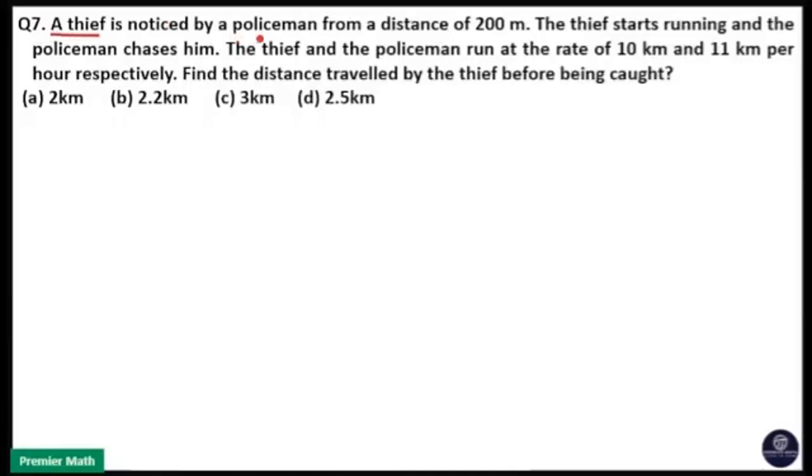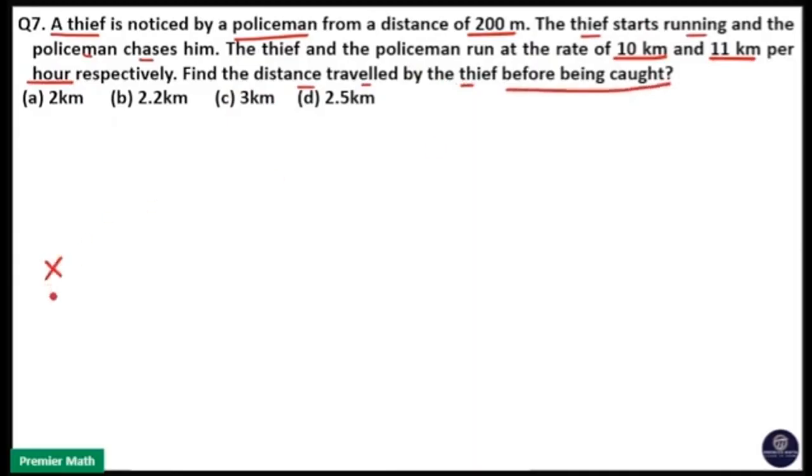A thief is noticed by a policeman from a distance of 200 meters. The thief starts running and the policeman chases him. The thief and policeman run at the rate of 10 km and 11 km per hour respectively. Find the distance traveled by the thief before being caught.